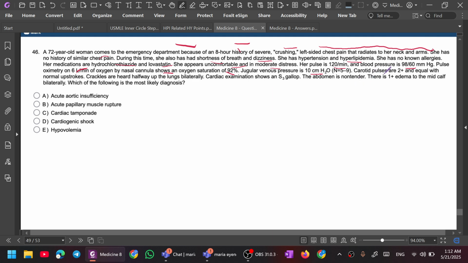JVD is 10 cm. Carotid pulses are 2 plus and equal with normal upstroke. Crackles are heard halfway up the lungs bilaterally. Cardiac examination shows an S3 gallop. Abdomen is non-tender. There is 1 plus edema to the mid calf bilaterally. Which of the following is the most likely diagnosis?